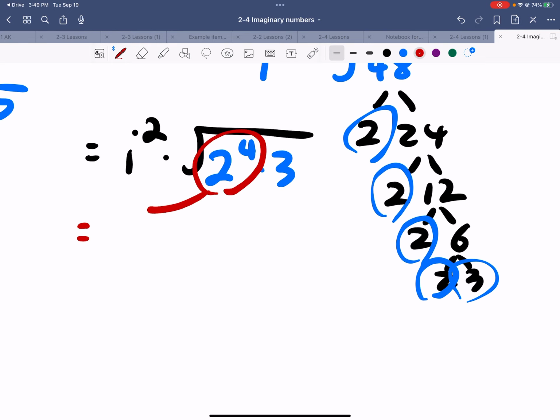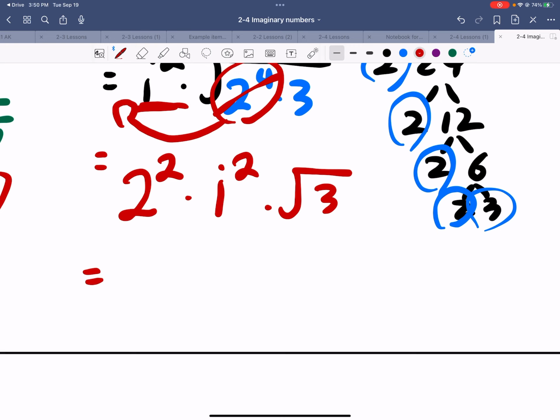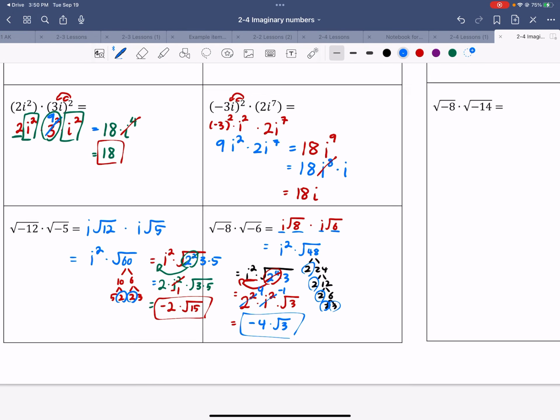Let's do it. 2 to the fourth. So how many pairs can I take out? Twice. And if I take out 2 pairs, I've got nothing left over. And I still have I squared here in the front. And inside the square root, I only have a 3 left over. So let's simplify this. 2 squared is equal to 4. And I squared is equal to negative 1. So 4 times negative 1 is negative 4 times square root of 3. It's that easy.